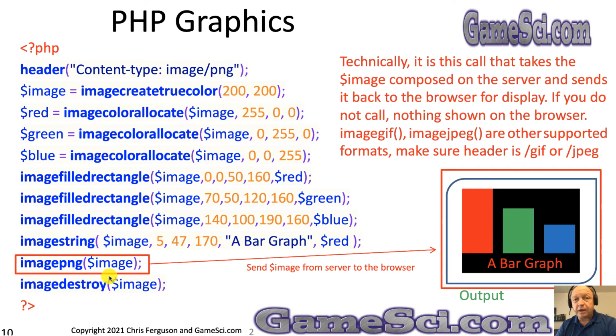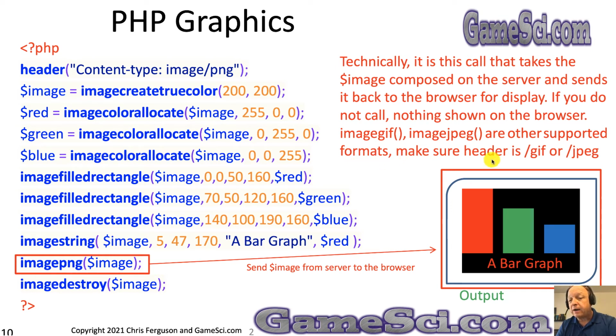Image PHP and pass it $image. Technically, it is this call that takes $image composed on the server and sends it back to the browser for display. If you do not call this function, nothing will be shown on the browser. There's also an image GIF and an image JPEG that are supported formats.